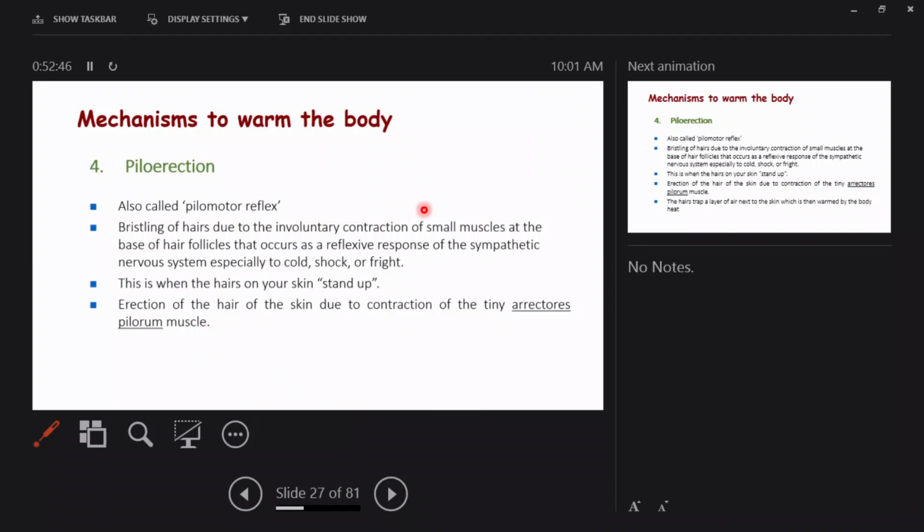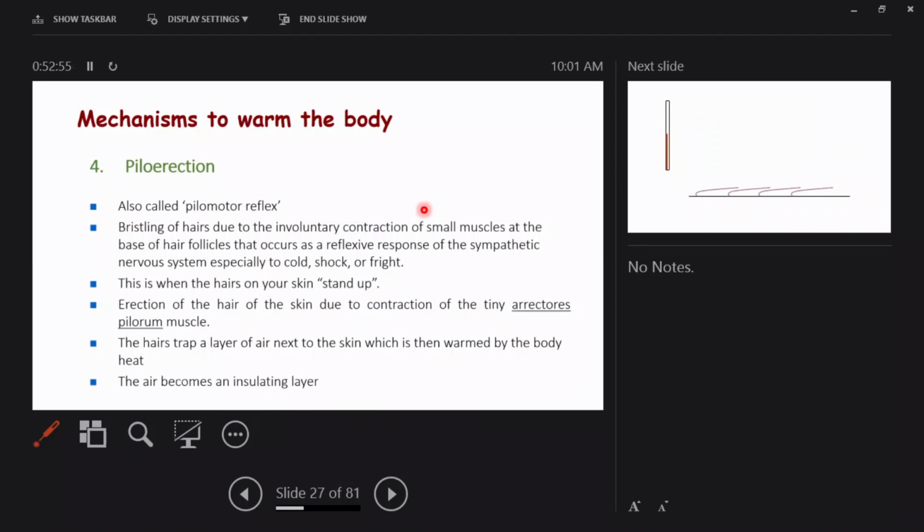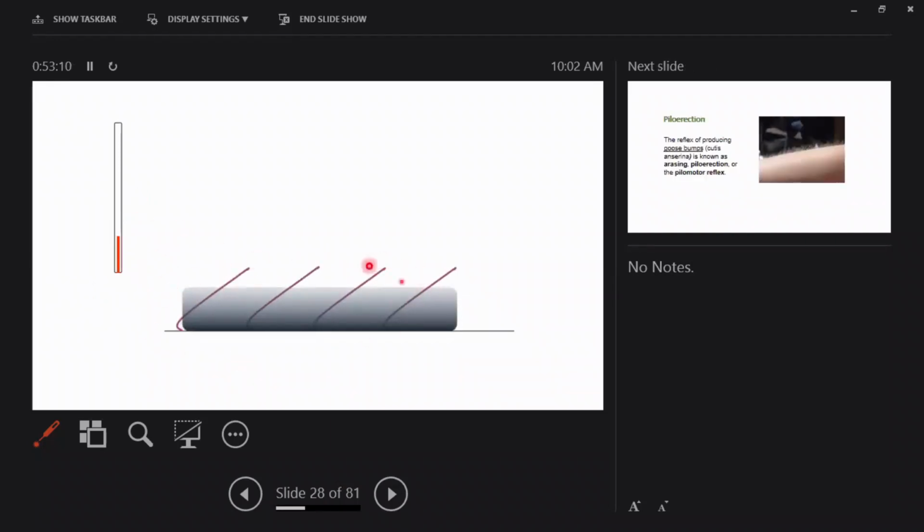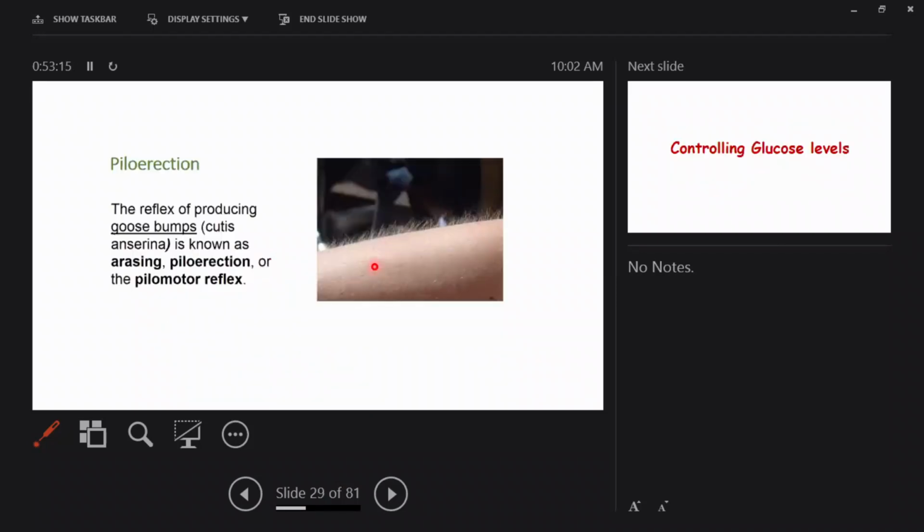This is when the hair of your skin stands up. So erection of the hair of the skin is due to contraction of the tiny arrector pili muscle. The hair traps a layer of air next to the skin, which is then warmed by the body heat. The air becomes an insulating layer. So when the body temperature decreases, the hair on our body will stand up, right? The reflex produces goosebumps, cutis anserina, known as piloerection or pilomotor reflex.